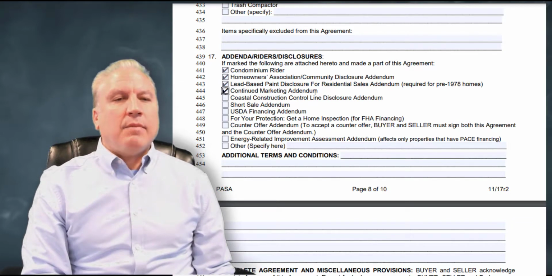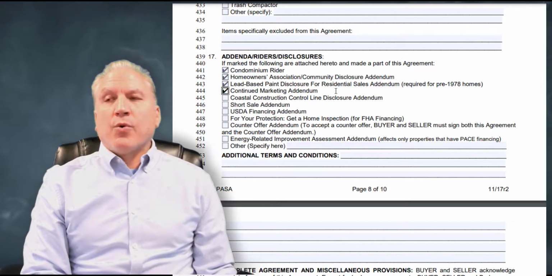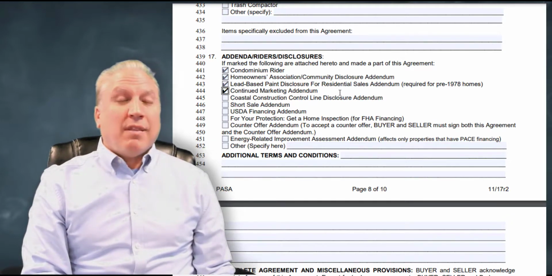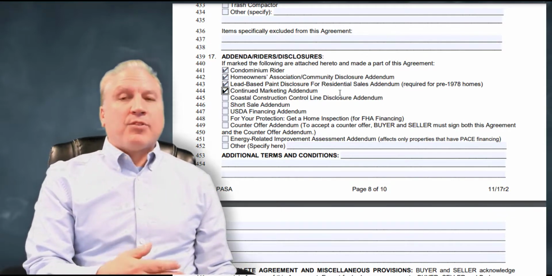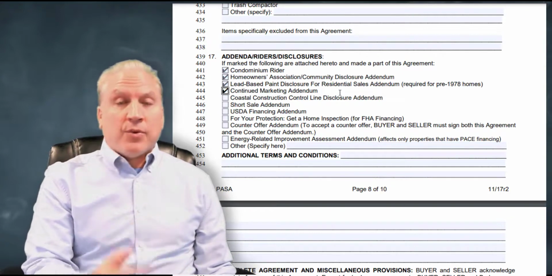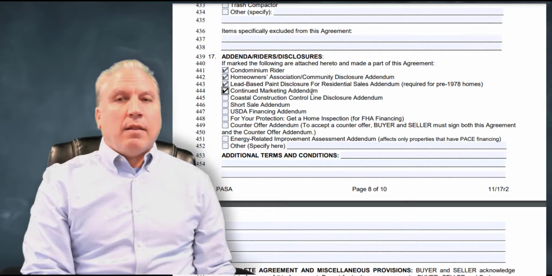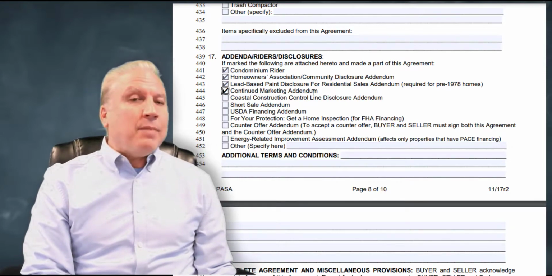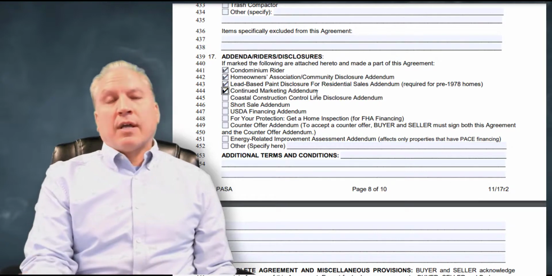Continued marketing, meaning that during the course of this contract being in force, they might still show the house. So if you're a buyer and you have a contract, you might be surprised that the realtor is still showing the house. The seller is showing the house. And that might be because they want to have a backup offer in case you fall through. It might be because they want to get other leads to look at other houses.